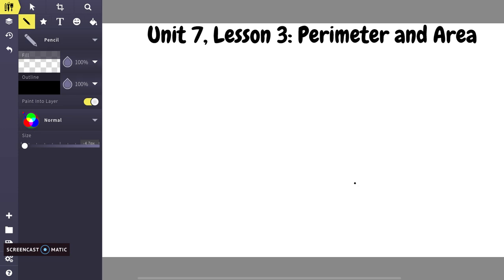This is Unit 7, Lesson 3, which is on perimeter and area. Hopefully, you already know at least what these are, but maybe it's been a few years and you need a little bit of a refresher. So let's look at this.